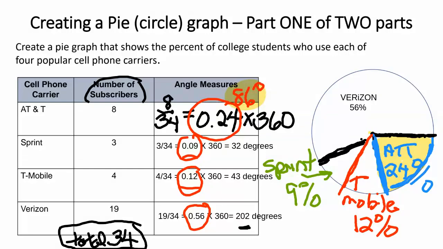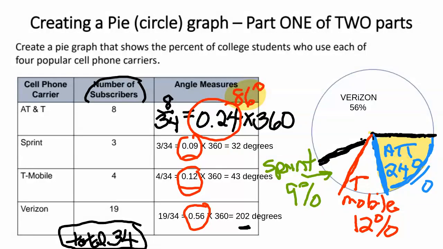24 plus 9 plus 12 plus 56. Now, they are going to add to 101. Well, we rounded off, so those percents are pretty accurate. Now, if you have a question, please always feel free to let me know so I can help you.